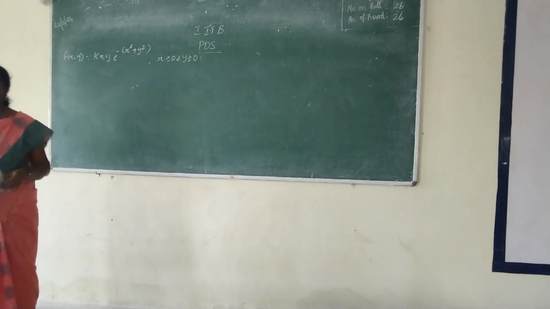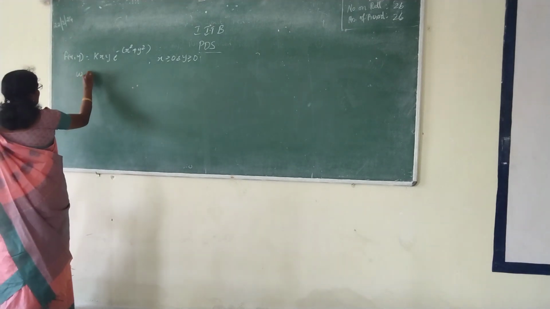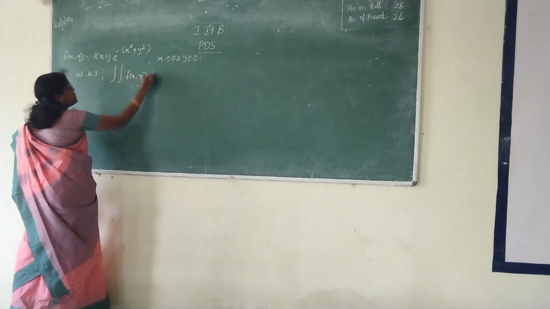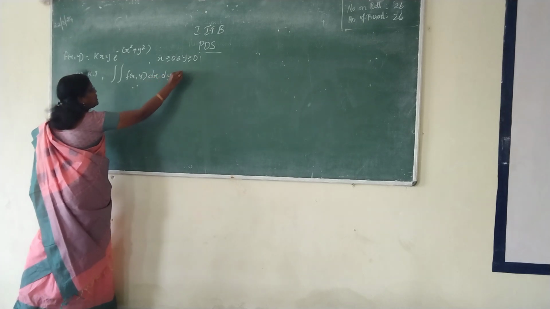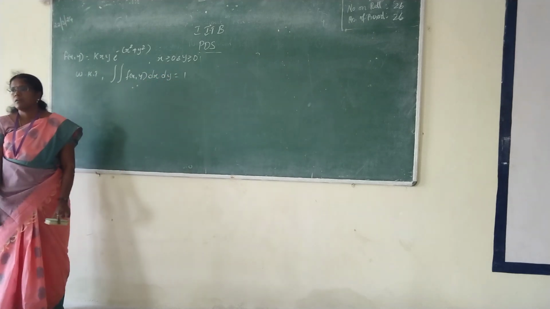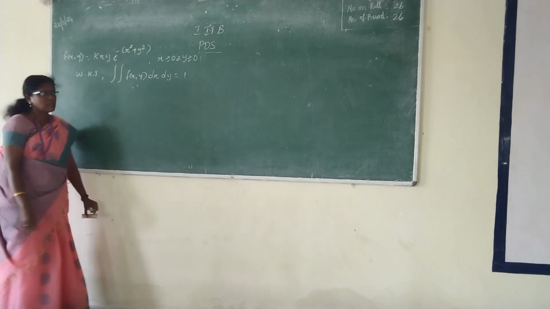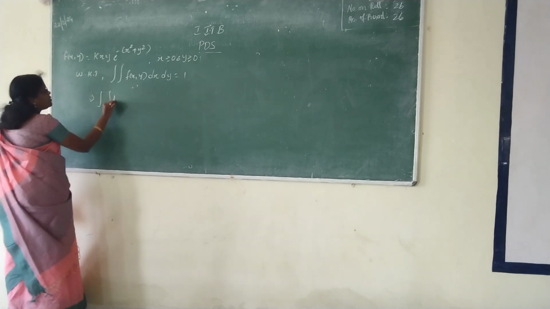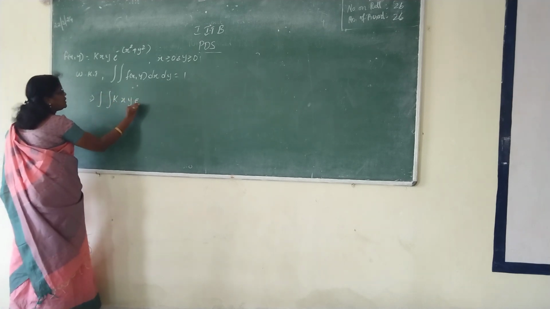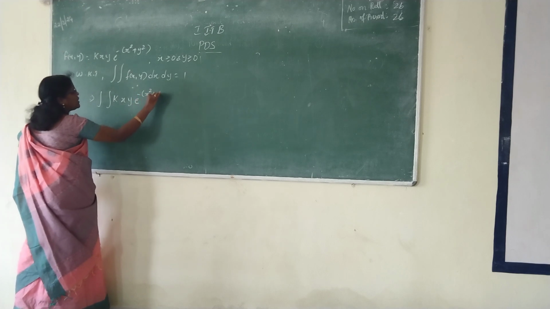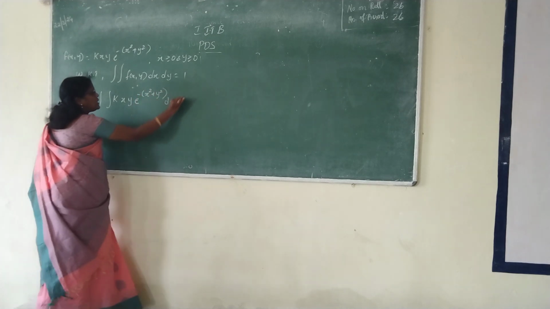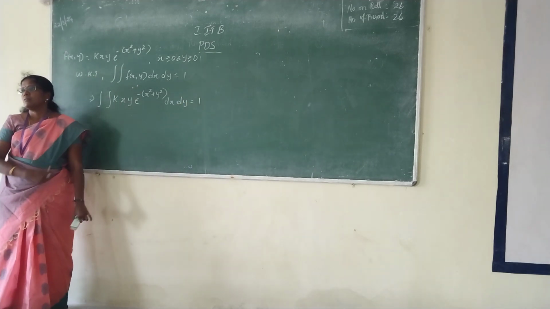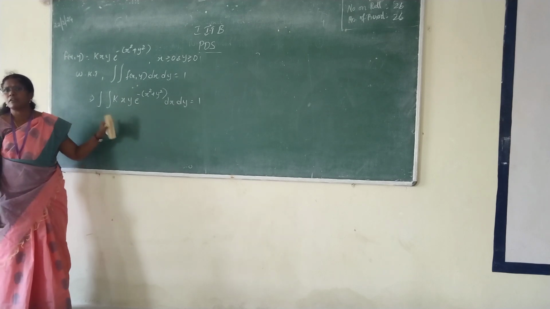So start the solution. We know that double integral f of x comma y dx dy is equal to 1. So you substitute. Double integral f of x comma y is kxy e power minus of x square plus y square into dx dy equal to 1. I hope you remember the double integral concept.